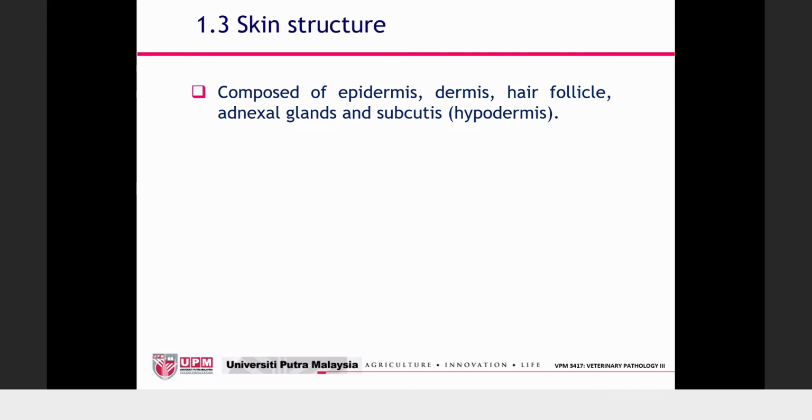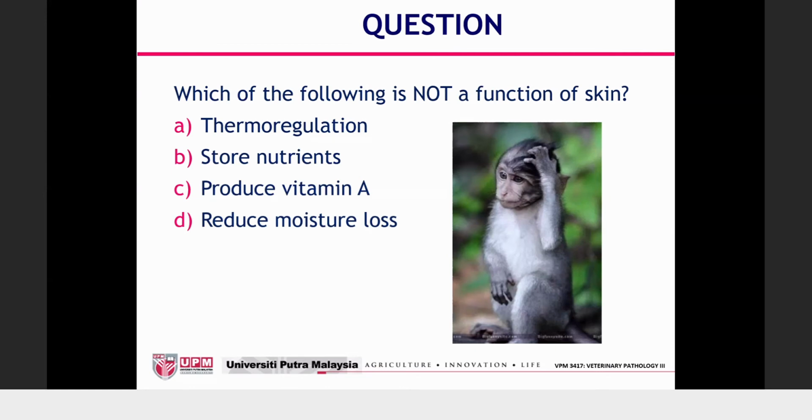Okay, just a small quiz. One question: which of the following is not a function of skin? So what's the correct answer? Synthesis of vitamin D. Yes, very good. Okay, so you guys are paying attention.